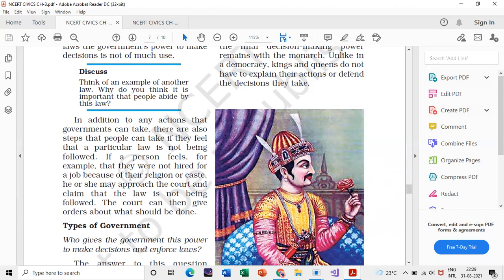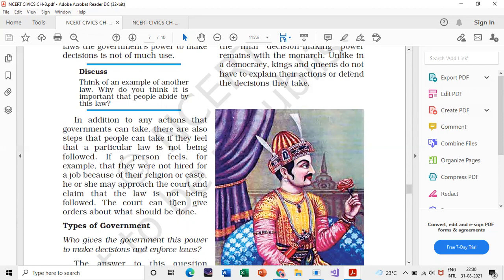People can approach the court. This paragraph is also very important, and these are all from very short answer type questions to short answer type questions. Don't go by the marks, because even in 2 marks questions you also have to write examples, in civics especially. So read this paragraph carefully.